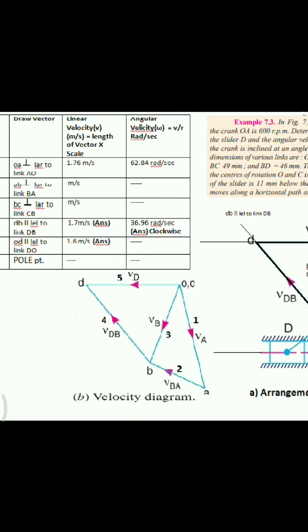Similarly, we can calculate the angular velocity of link DB also, which is shown in the table, that is 36.96 radian per second clockwise. In this way, we can determine the linear velocities as well as angular velocities in the given mechanism.